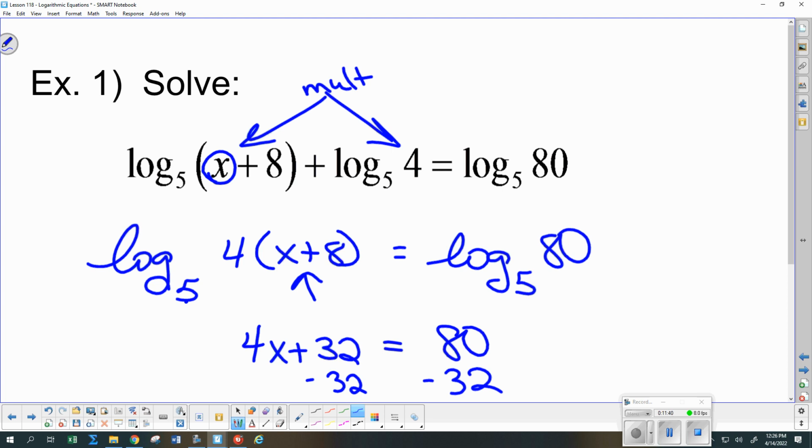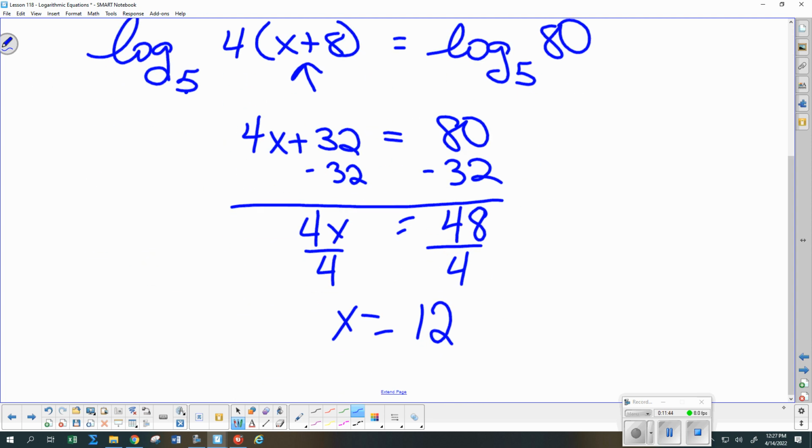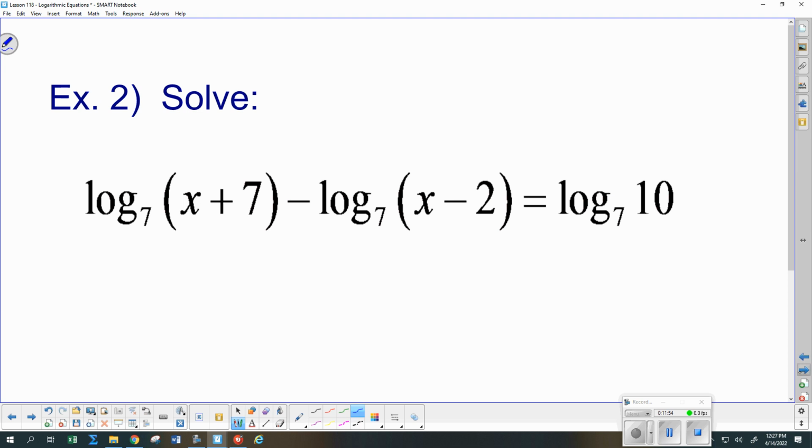Is 12 plus 8 positive? So that is good. That's what I want. I'm happy with that. I can keep x equals 12 as an answer. Anybody with a question on that one? Okay, just 2 more. We can do this. 2 more, and then you'll be working on homework.